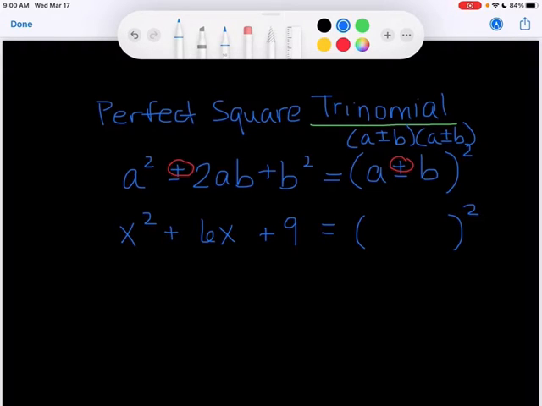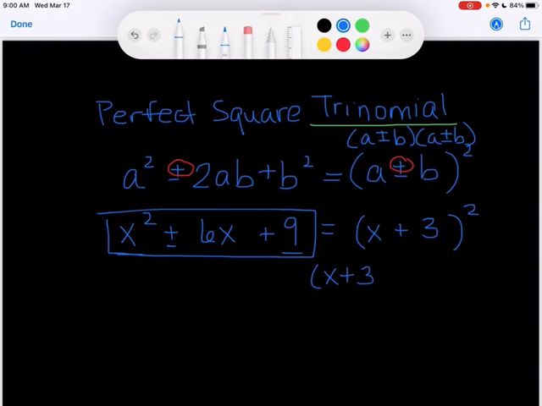So to get this value, first of all, we know it's going to be plus because that's plus. Okay. The square root of x squared is just x, and then the square root of 9 is just 3. So x plus 3 quantity squared is what this would factor into. That's also the same as x plus 3 times x plus 3.